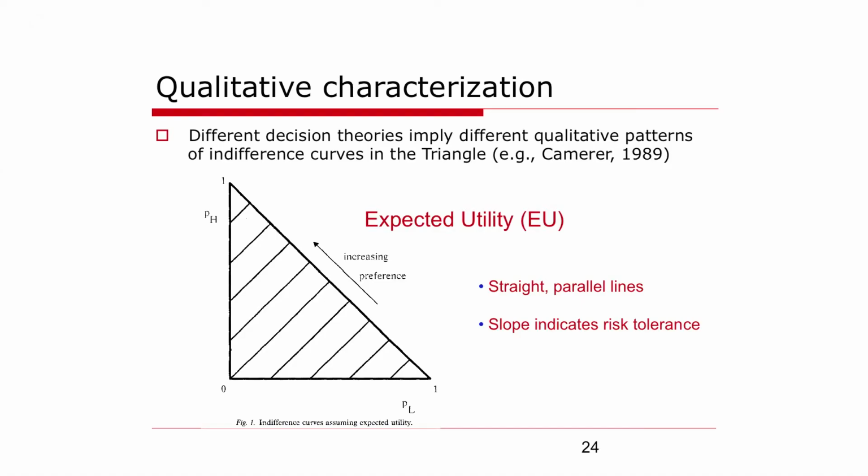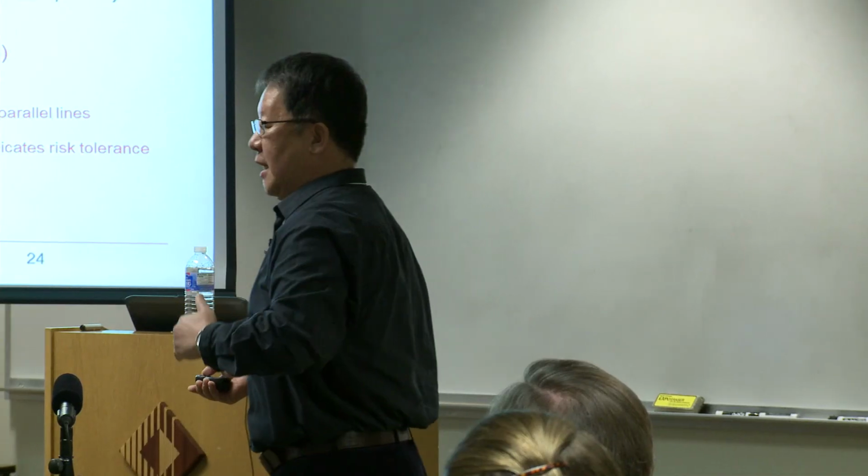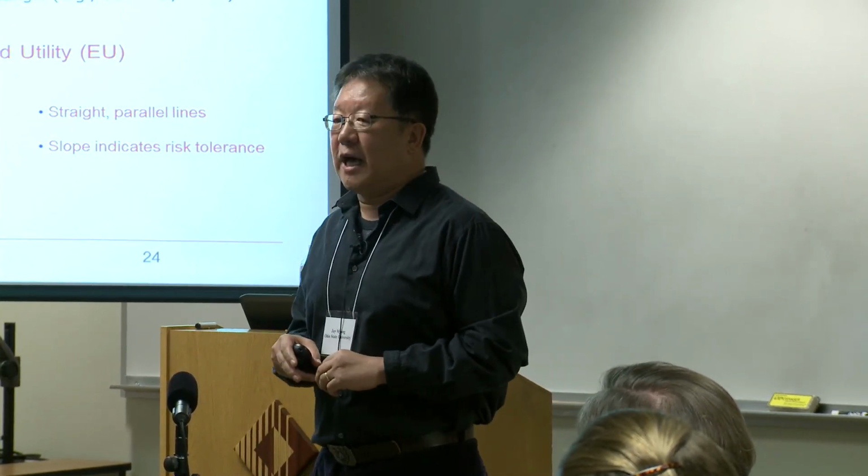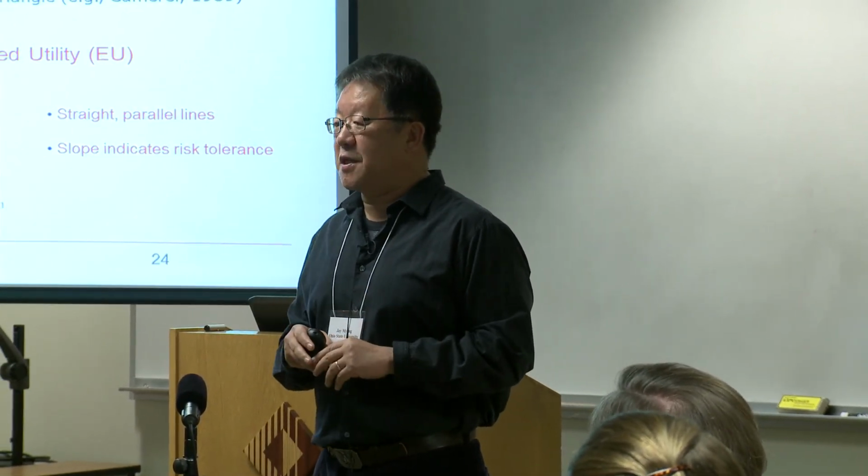So for example, the simplest one, expected utility. He has shown that those indifference curves are going to be parallel straight lines. And what was that wiggly line? Oh, that's a result that is almost arbitrary. Not even prospect theory can predict that.